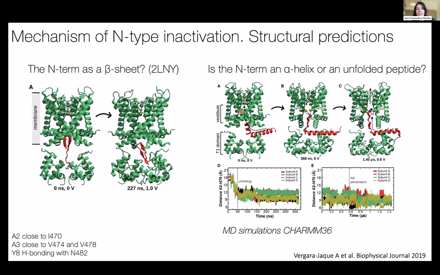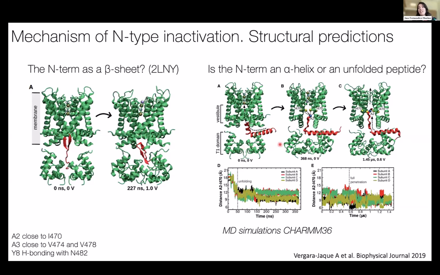Now, but what is the structural identity of that N-terminus? There is a very old structure of just the N-terminus alone that crystallizes as a beta sheet. So is it a beta sheet? Is it an alpha helix? Is it an unfolded peptide?